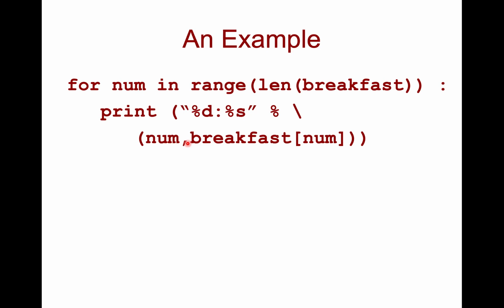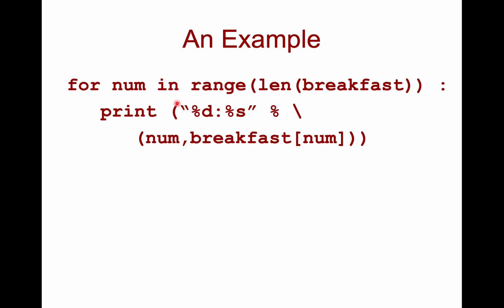Here's an example where we're using the len function, with breakfast as an argument, in the context of the range function. So we have a function call inside another function, which is the range function. Think about how this works. Len of breakfast gives us the number of items inside breakfast, which is currently 3. So len of breakfast is 3. That means this first line is for num in range 3. That will produce the values 0, 1, and 2.